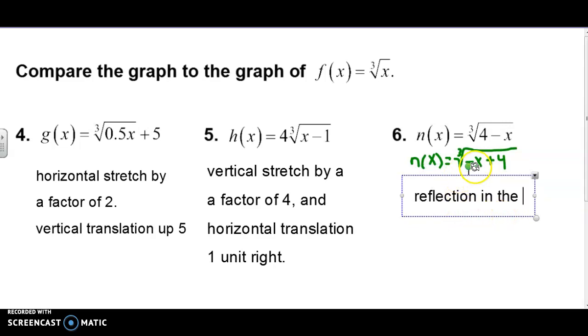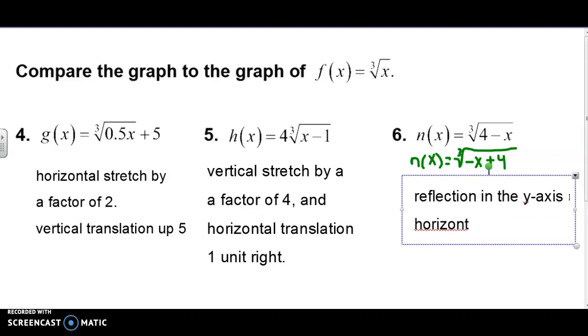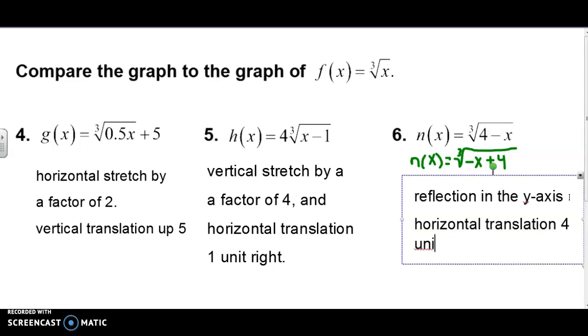And since you're multiplying the x inside by negative 1, it's a reflection in the y-axis. Now we're adding 4 on the inside, so that's going to be a horizontal translation 4 units left. And these are the transformations for these 3 functions from the parent function f of x equals the cube root of x.